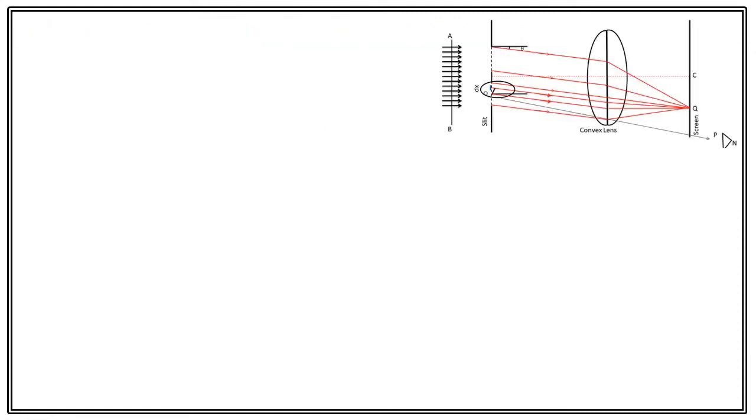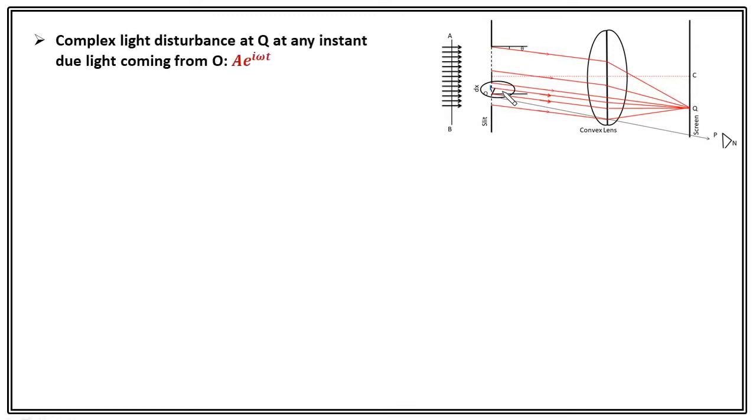Just ask a question to yourself. What is the disturbance of light at point Q due to light coming from point O? And the answer will be A e to the power i omega t. Why? Because we know any wave can be represented as A e to the power i(omega t minus kx), where k is the wave number and x is any position in space. As we are observing at a particular point Q, that space part will become constant and we can absorb that space part in the constant A. Therefore, the complex light disturbance at point Q at any instant due to light coming from point O will be A e to the power i omega t.